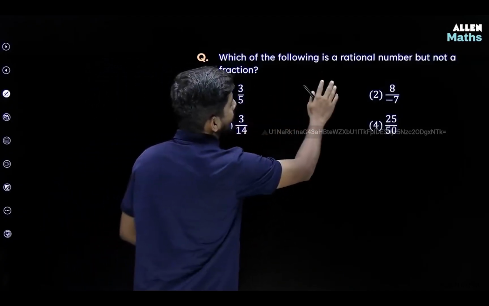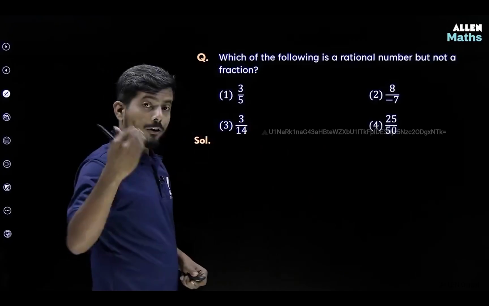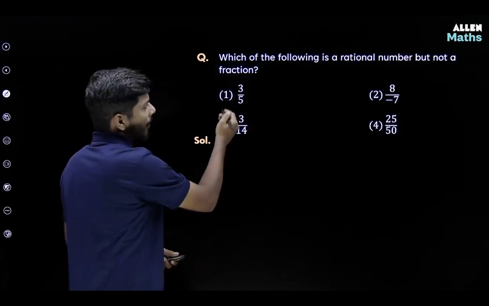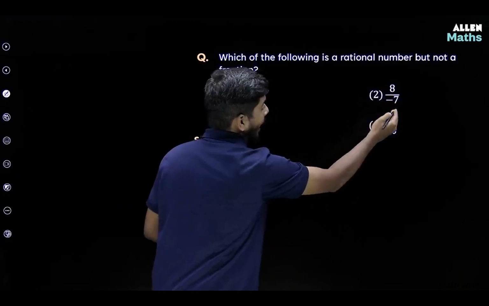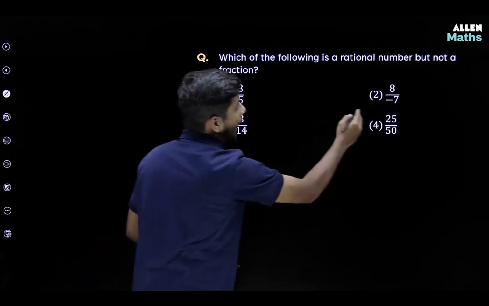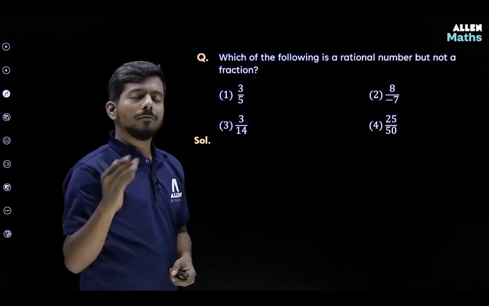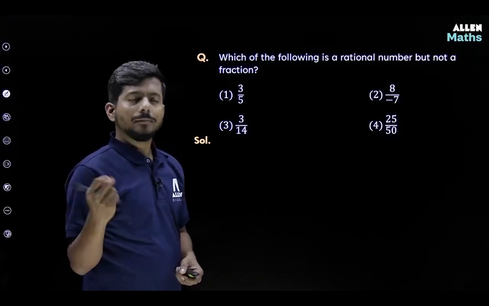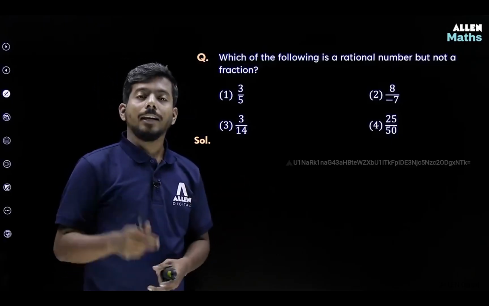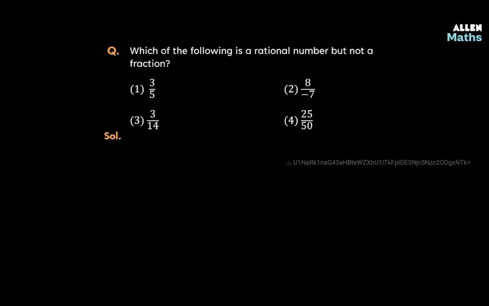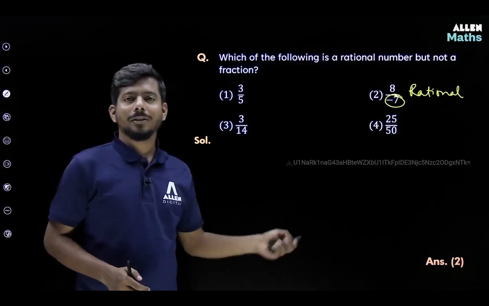Which of the following is a rational number but not a fraction? Now try to recall the definition of both. So 3 by 5 and 8 by negative 7, 3 by 14 and 25 by 50. In case of a rational number, p and q can be integers, and in case of fractions it should be a whole number. Now the denominator is negative, so it's not a whole number. It means this is only rational but it's not a fraction. So the correct answer for this question is option 2.